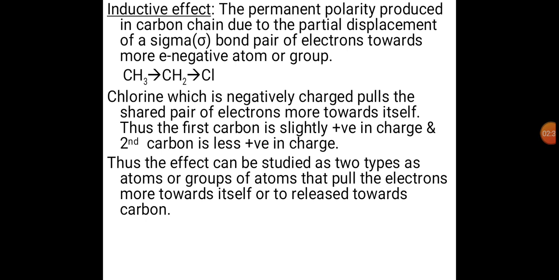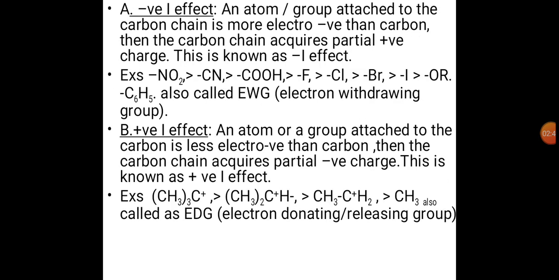The effect can be studied as two types: atoms or groups of atoms that pull the electrons more towards themselves, or that release electrons towards carbon. The first one is the negative inductive effect. When an atom or group attached to the carbon chain is more electronegative than carbon, the carbon chain acquires a partial positive charge, and this is known as the negative inductive effect.